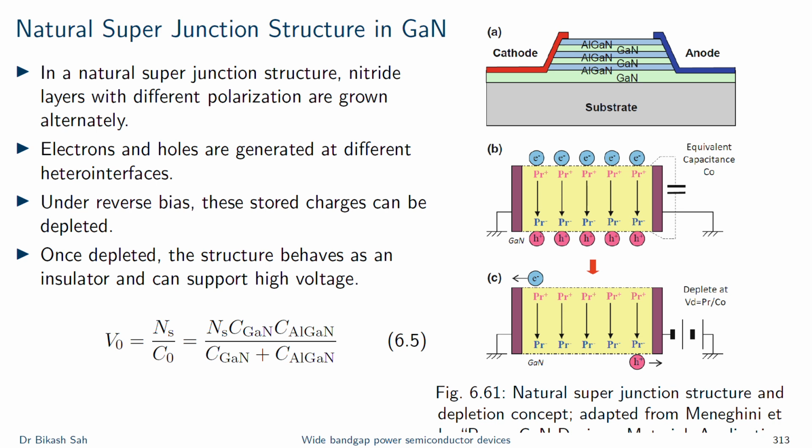So figure 6.61 gives you a helpful capacitor analogy. Initially charges are stored at interfaces, as happens in a capacitor, but under bias the depletion removes the mobile carriers and the structure becomes blocking, right? This is a very powerful example of how GaN device design uses heterostructure physics rather than only doping profiles.